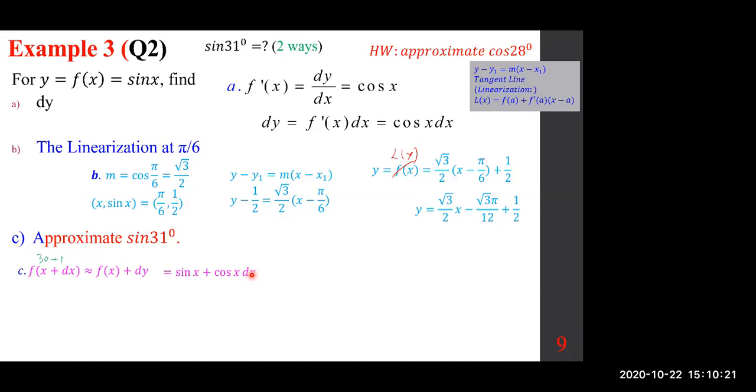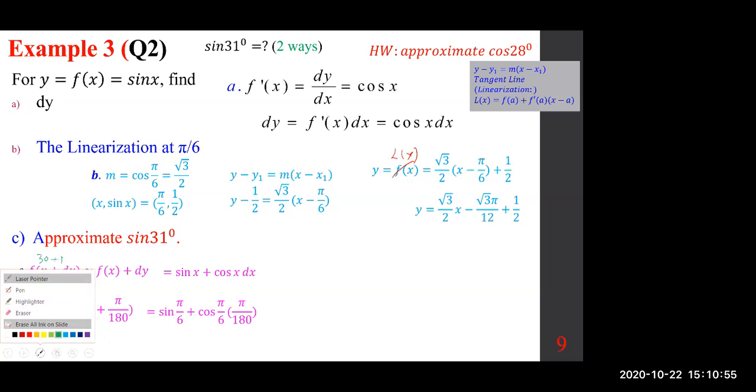So what do you want to put there? Pi over 180. So 31 degrees is 30 plus 1. 30 is pi over 6. 1 is pi over 180. And so sine of pi over 6, we know the answer, 1/2. Cosine of pi over 6, we know the answer, square root of 3 over 2. And pi over 180 is 3.14159, continues indefinitely, over 180.